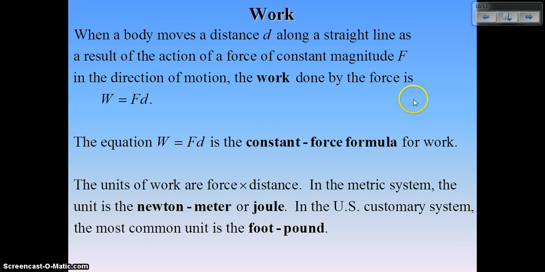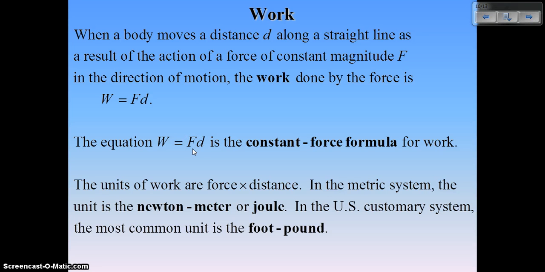Alright, the last topic we want to talk about is that of work. When a body moves a distance d along a straight line as a result of some force F, that is what we call work. Work is the force applied times the distance that an object has been moved. Now the thing about W equals F D is that this is a constant force formula. This only works if a constant force is being applied. When we start putting in varying forces, then we have to change up how we work the problem.